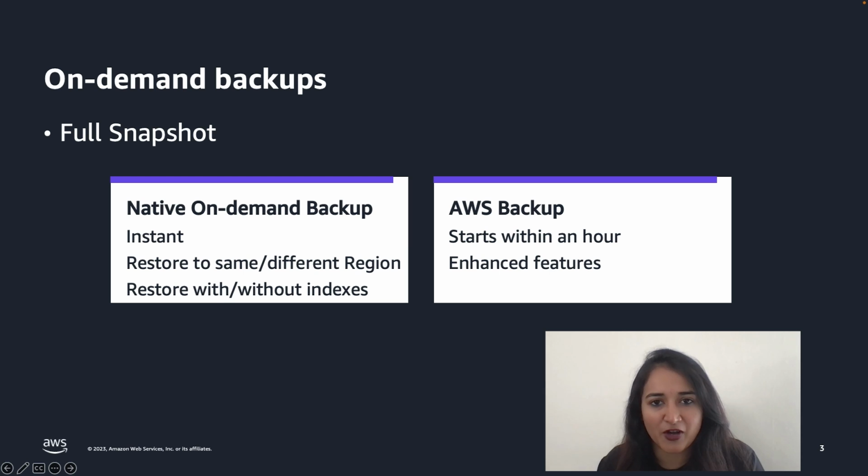The first one is the On-Demand Backup. It basically takes a full data dump of your table, and you're able to go about it in two ways. The first one is the native DynamoDB feature, and the second one is using AWS Backup service. The native DynamoDB feature provides you with an instant backup, and you're able to restore it with or without indexes to the same or a different region. The AWS Backup service provides you with more enhanced features, but the backup creation is not instantaneous.